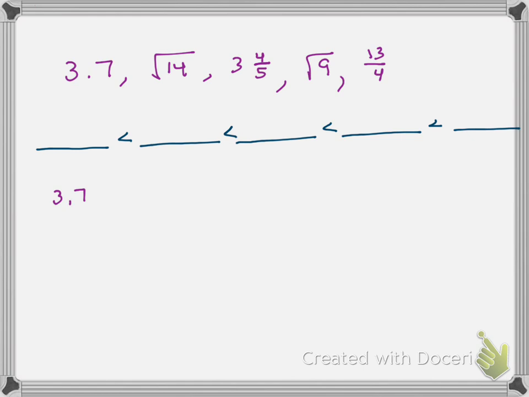So 3.7 is already in decimal. 3 4/5, that's the same as, if you do the math on that, 3.8. Square root of 9 is actually 3, right? And then 13 over 4 is, as a mixed number, 3 1/4, which is 3.25.